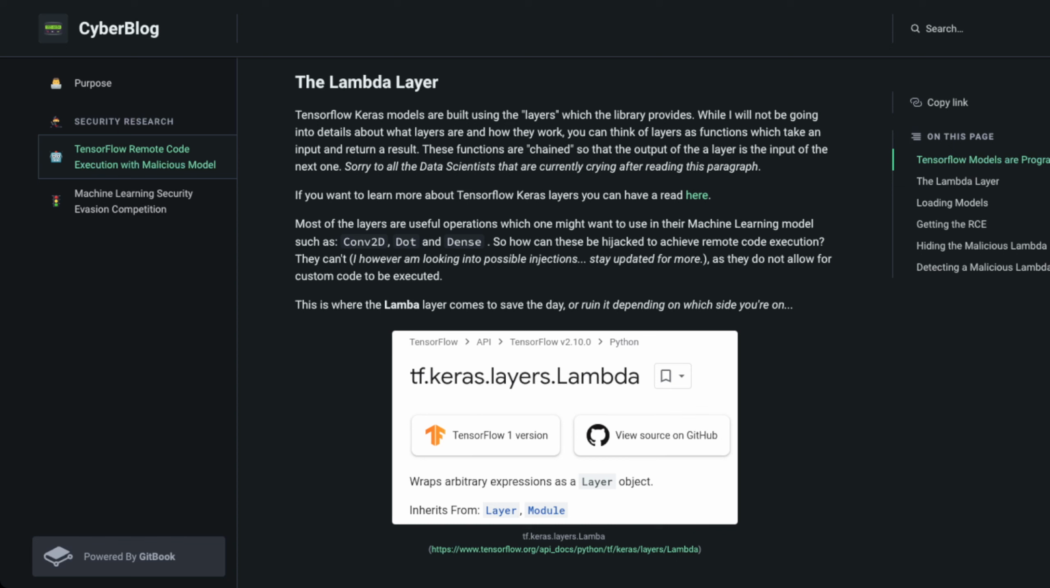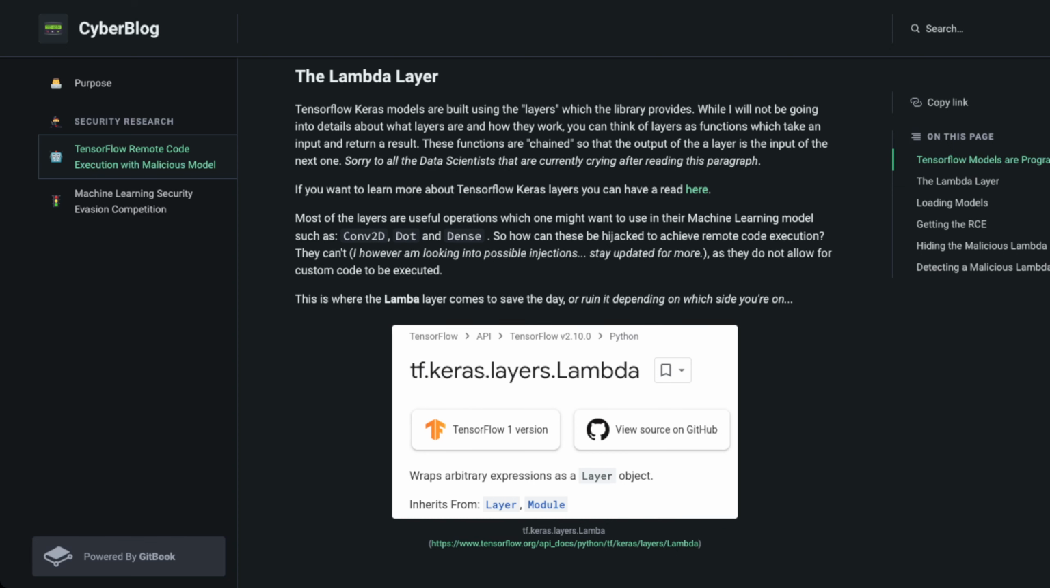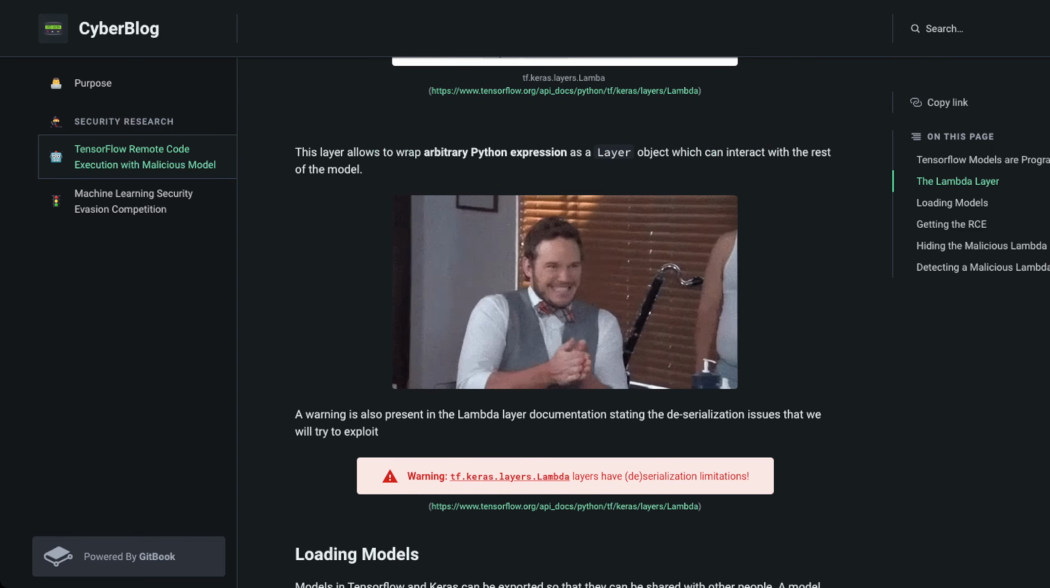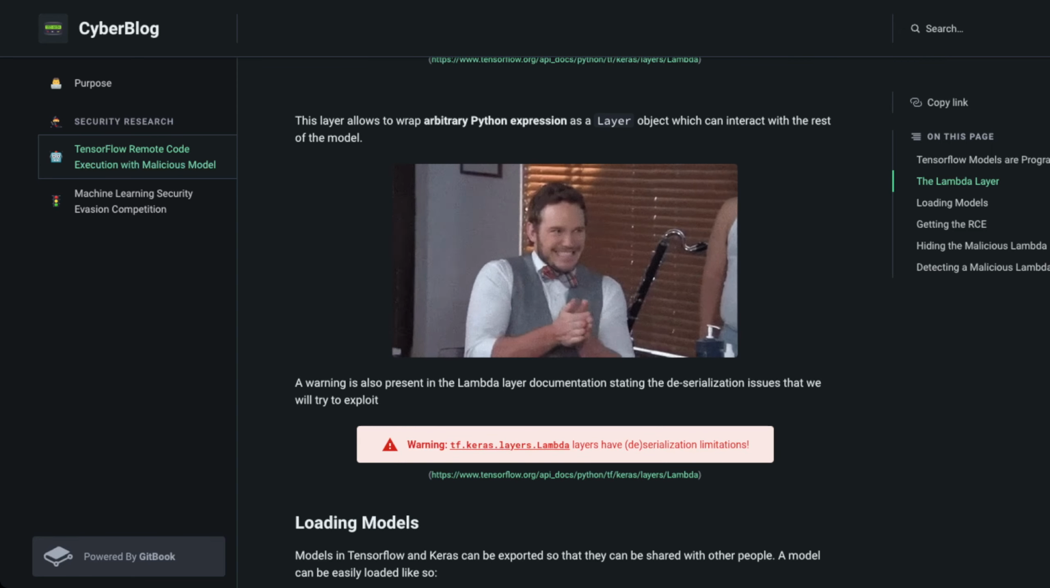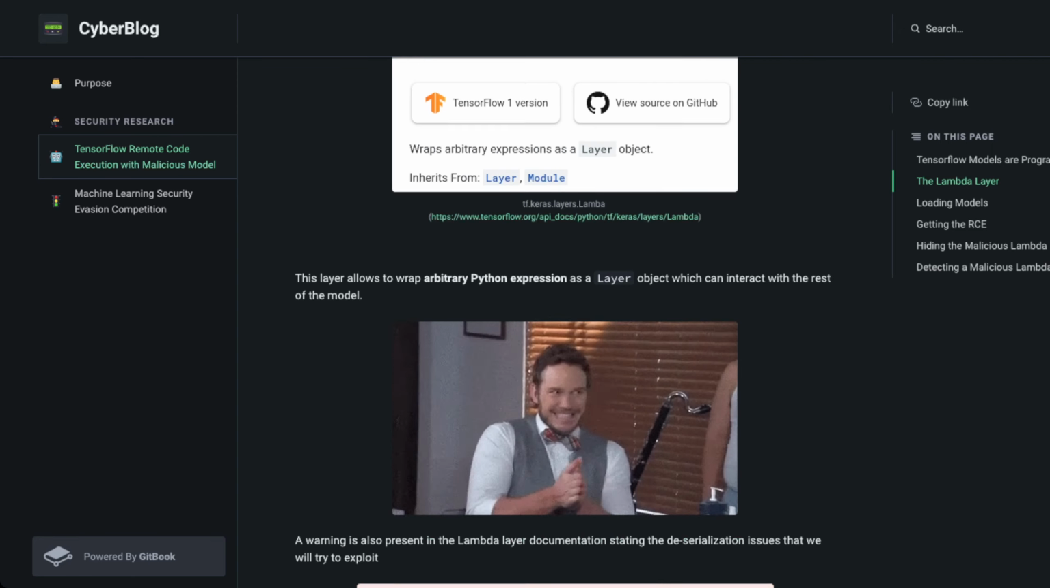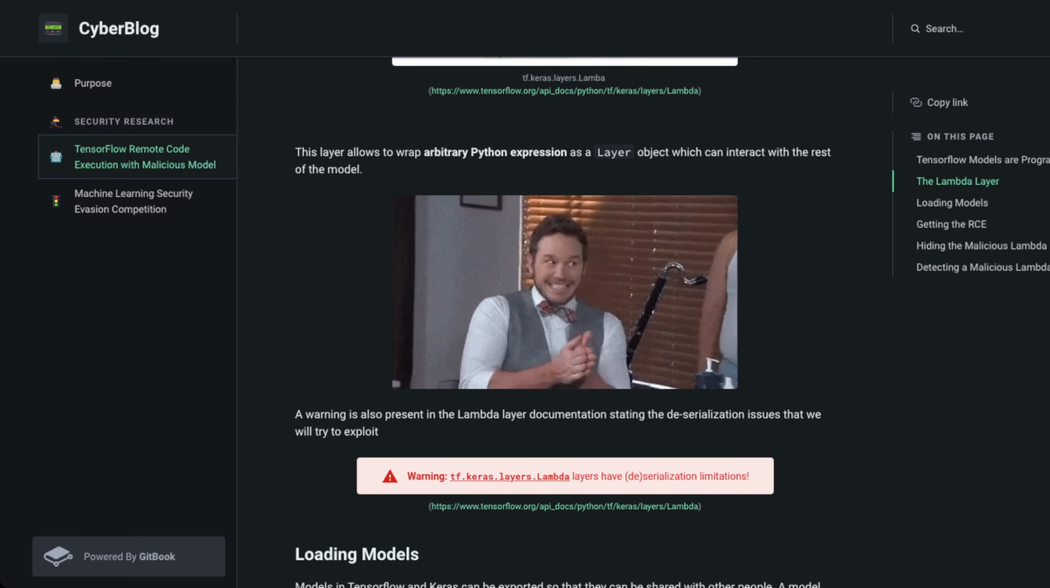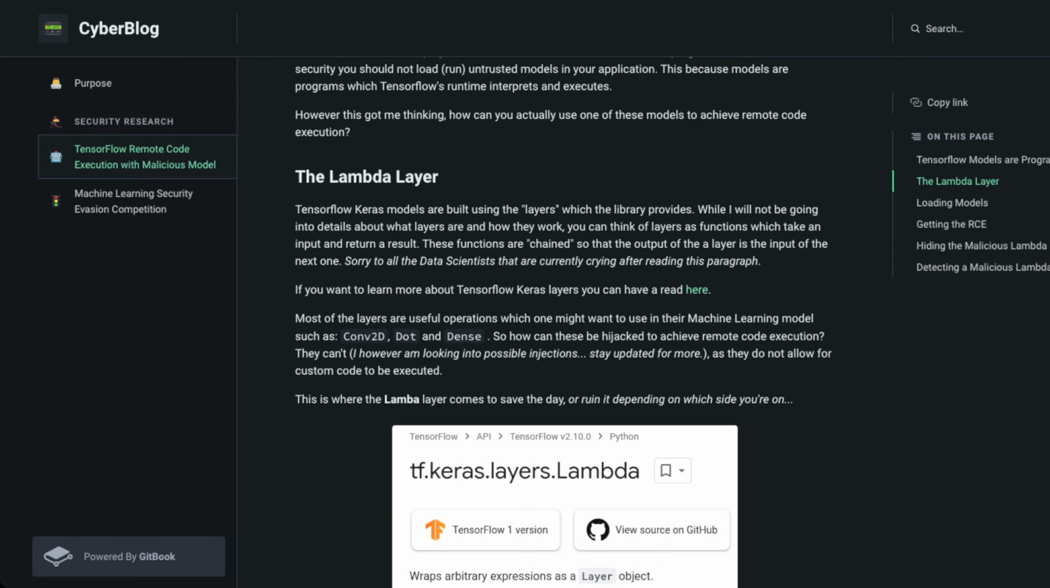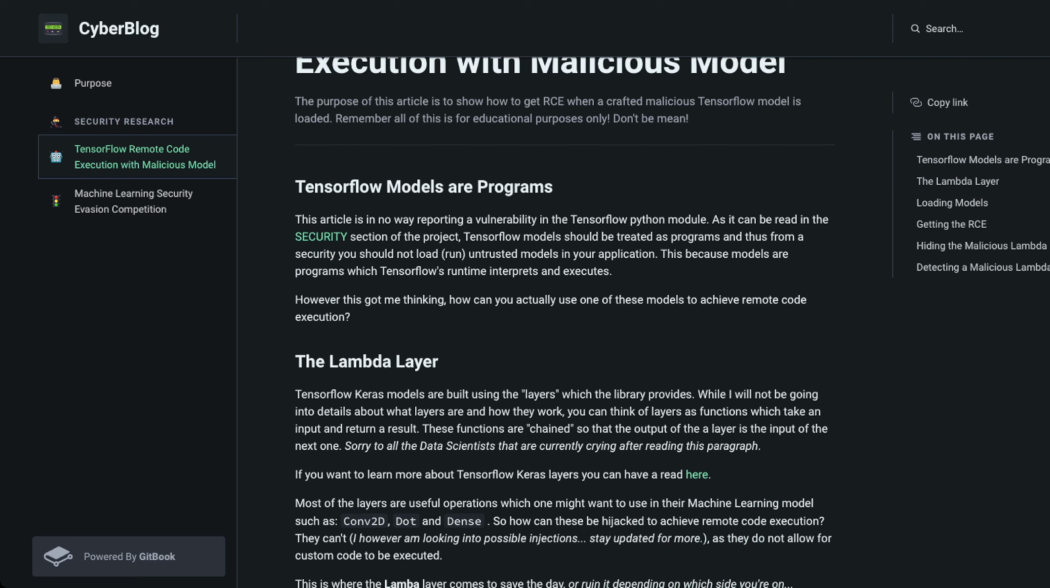So that's the focus of this researcher. He said, I'm going to see if you can take lambda layers and put funny things in them and then have them do evil things. And it's interesting because even in the documentation for TensorFlow, they kind of say, yeah, these are sort of dangerous, so don't just be lazy and use these to save time and just think that security is an afterthought.